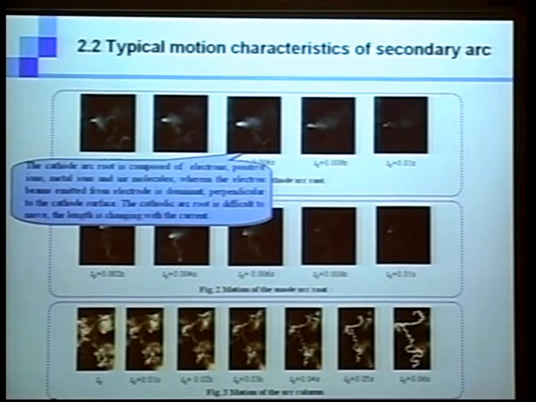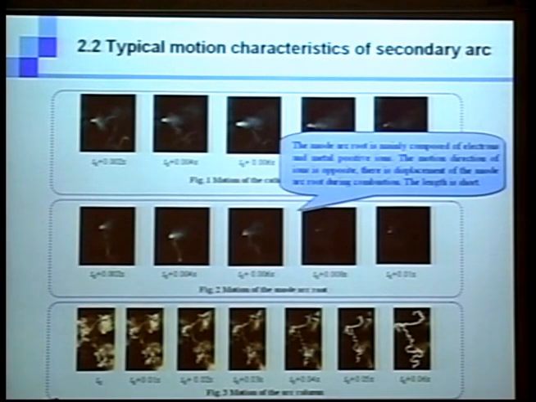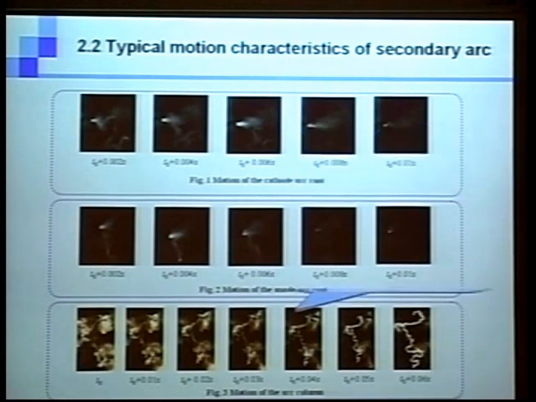The length is changing with the current. And the anode arc root is mainly similar. The motion direction of the ions is opposite to the electrons. There is a displacement of the anode arc root during the combustion.